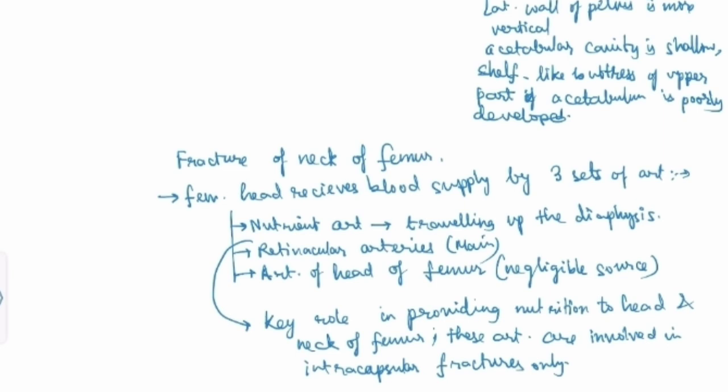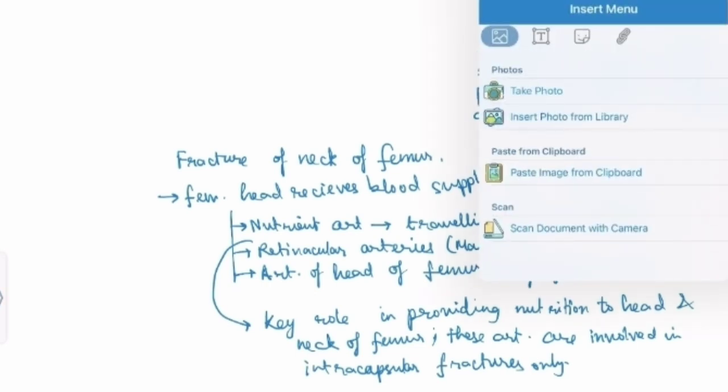Since the retinacular arteries play a key role in providing nutrition to the head and neck of femur, when these arteries are injured, there can be a chance of death of the femoral head; avascular necrosis of the femoral head may occur. How are these arteries damaged? Usually when the neck of the femur is fractured, mainly in intracapsular fractures. Now I want to show you an image. It's from Vishram Singh's clinical anatomy.